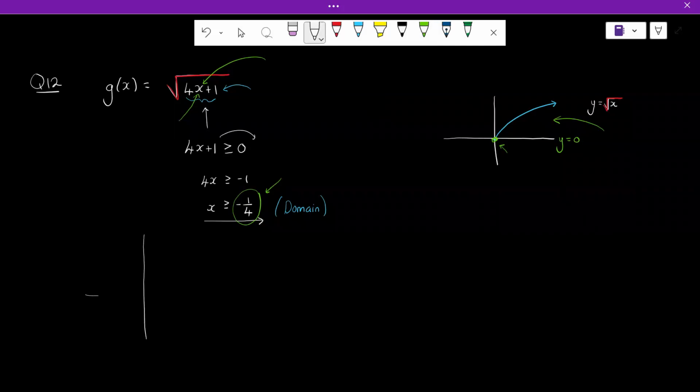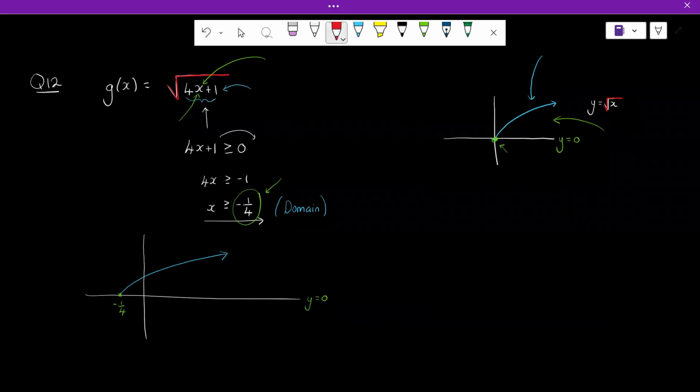So if we draw this graph, at negative a quarter is about here, negative a quarter, the y is 0, so it's on the x-axis. That is where your y is equal to 0. And then with the square root graphs, they always just look like this for what we're going to be working with. So then from negative a quarter, this graph is just going to increase from left to right. So this is going to look like that.